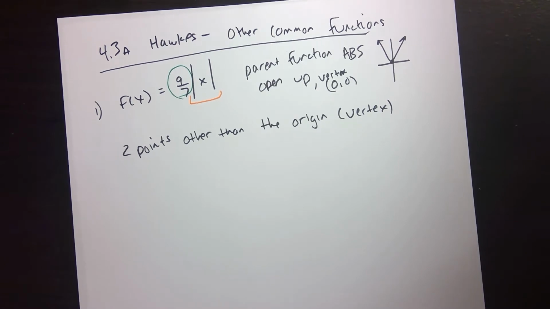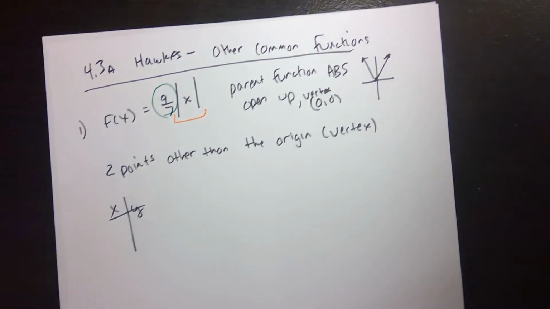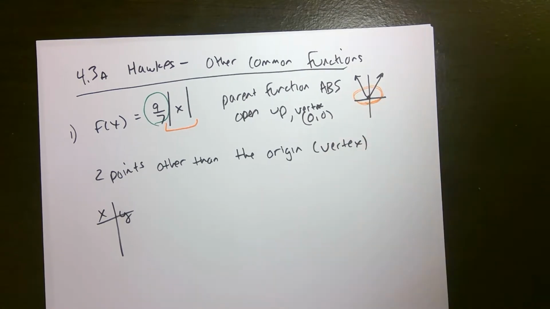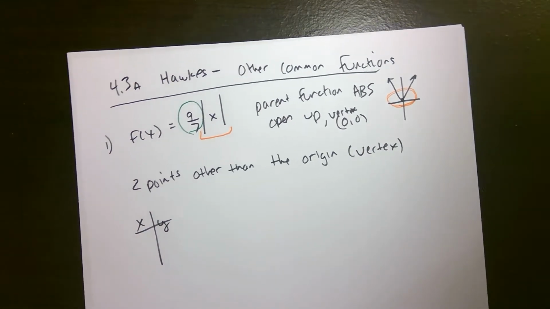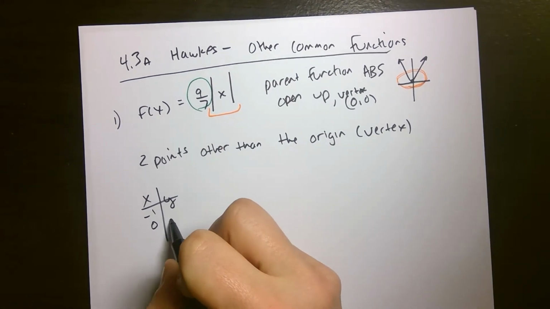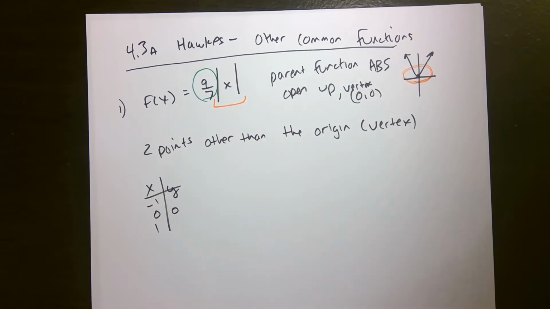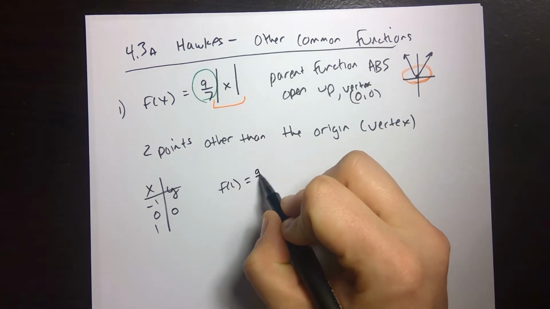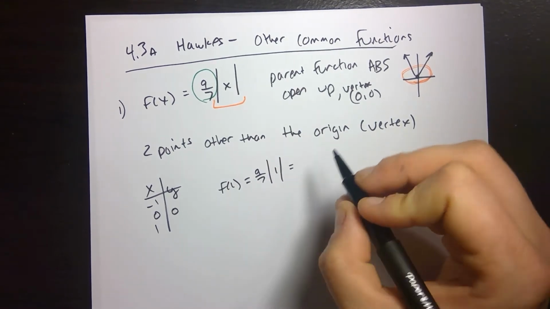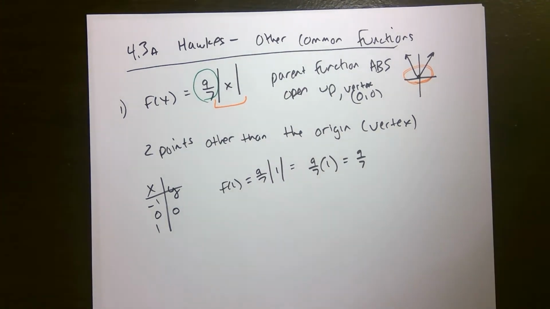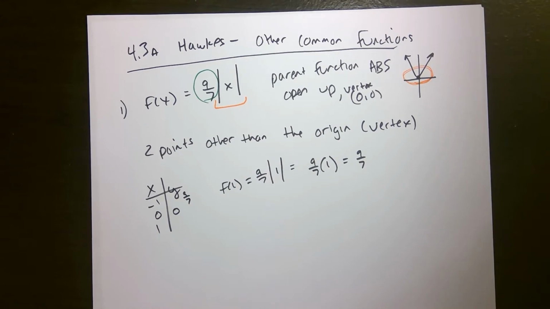What we're going to do is make a quick XY chart just like we did in our notes. If we know that our parent function is the absolute value of x, we want to know what's happening close to the origin. So we're going to pick some numbers that are close to the vertex, which happens to be 0, 0. Why don't we pick -1, and then let's pick +1. We're going to find f of -1. That's going to be 9/7 times the absolute value of -1, which is 9/7 times 1, which is just 9/7. And so we have the point -1, 9/7.